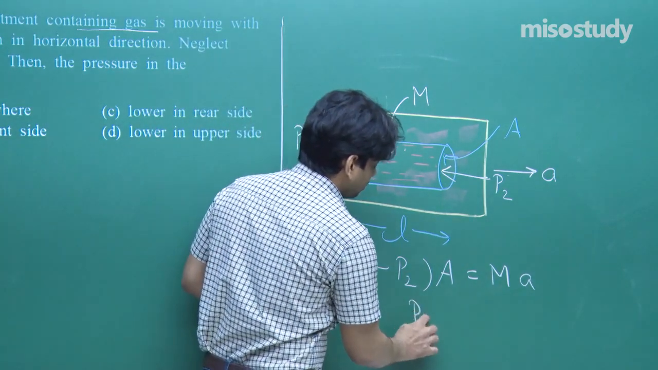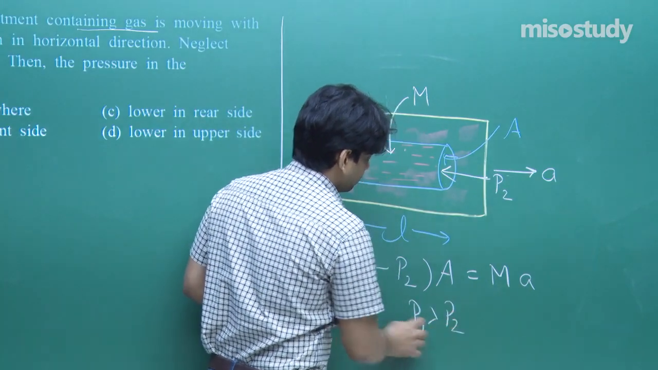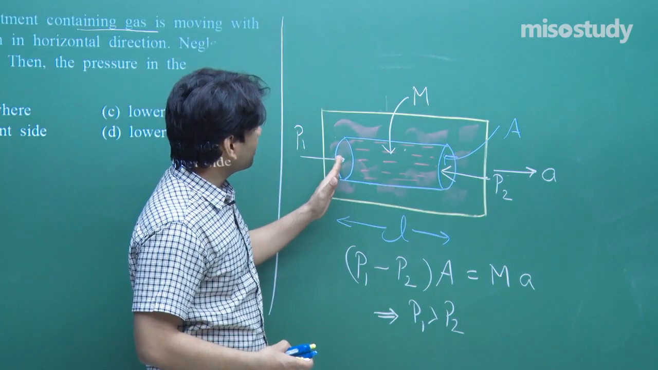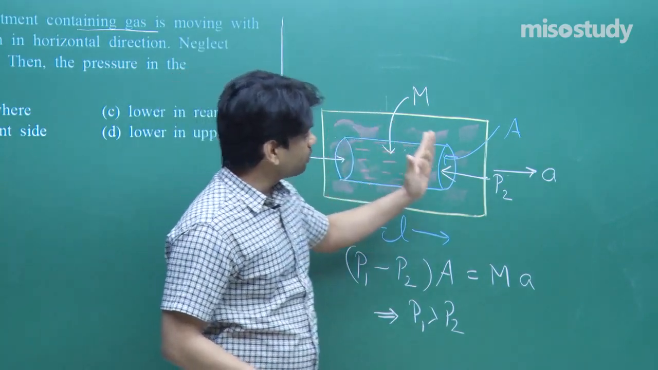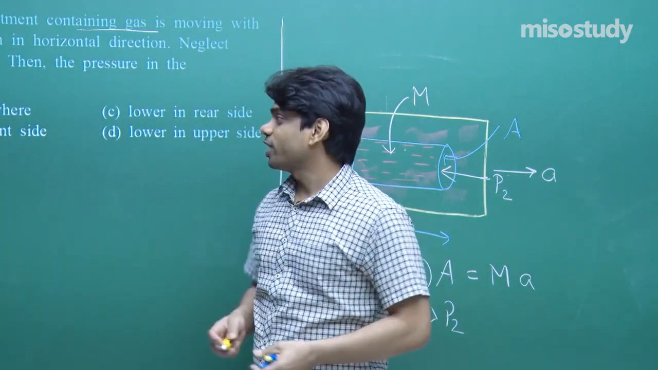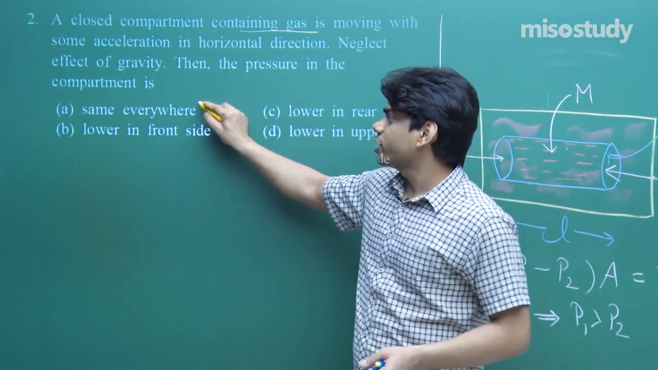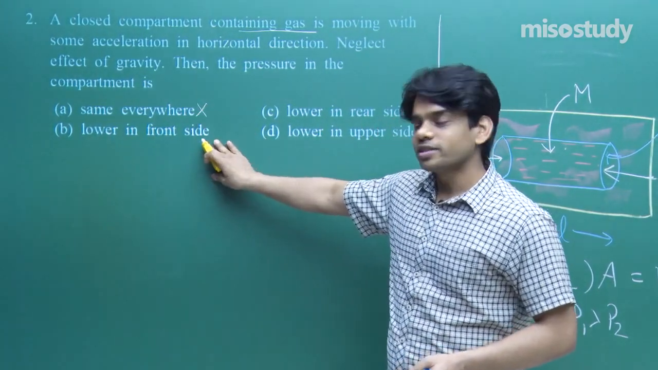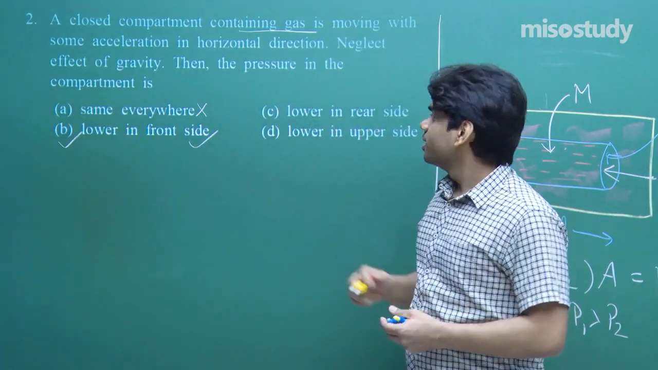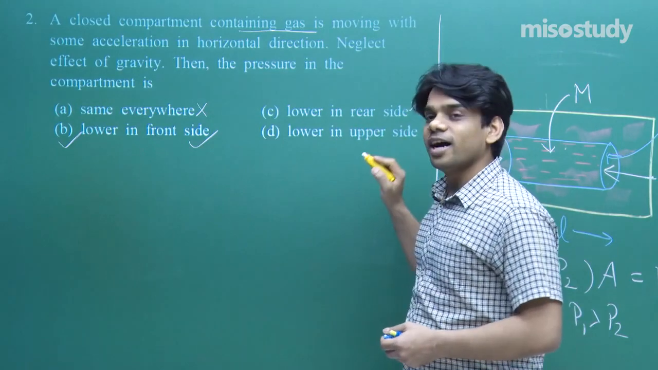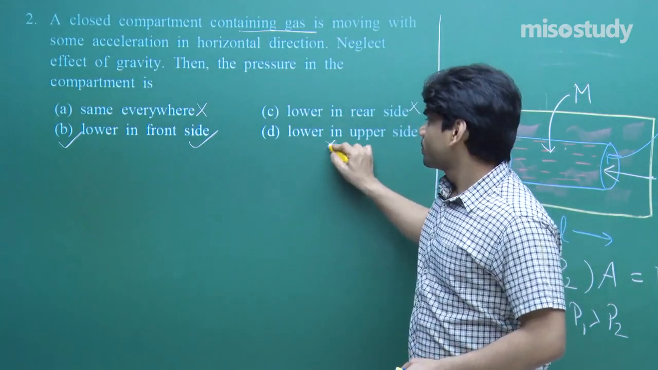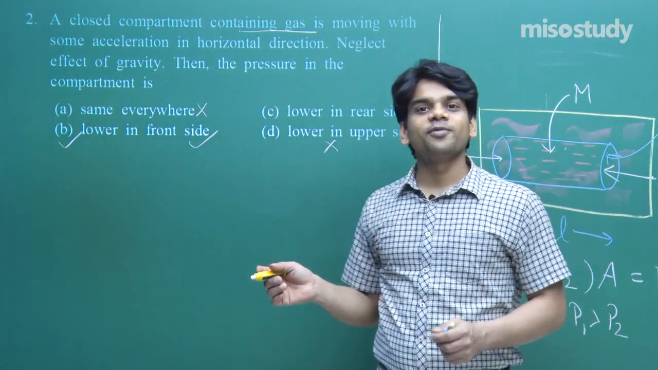If P1 minus P2 is positive, that means P1 is greater than P2. So the pressure at the rear end is more compared to the pressure at the front end. That means pressure will be lower at the front end. So if you see, A same everywhere, no. B lower in the front side, yes. The pressure is lower in the front side. C lower in the rear side, no. It's higher in the rear side. D lower in upper side, no. It's lower only in the front side.